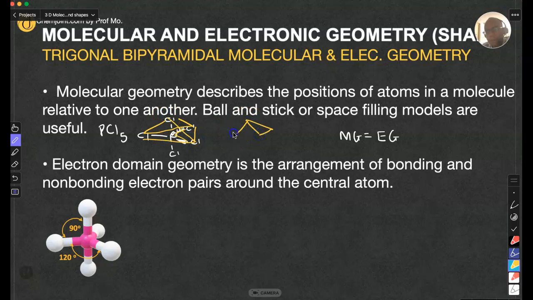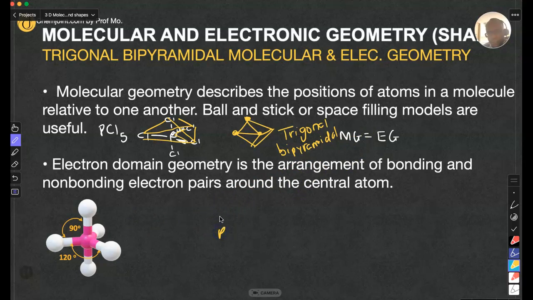So on the top you have something that looks like a pyramid, right? And it's going to be the same thing at the bottom. You'll have something that looks like a pyramid. So we'll call this trigonal because each face has three things connected, right? Trigonal, but because of the two pyramids up and down, we call it bipyramidal. So it's trigonal bipyramidal. Okay, so in that case, we would say that it's going to be the same for both molecular geometry and electronic geometry.